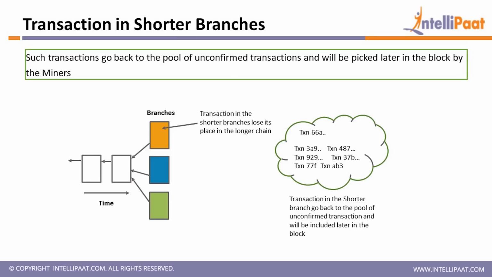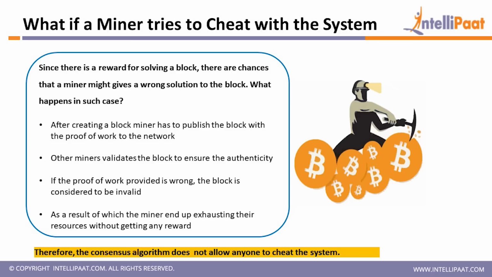Such transactions go back to the pool of unconfirmed transactions and will be picked later in the block by the miners in order to commit, and hence these won't be discarded from the network. If you see from the picture, it says transactions in the shorter branch lose their place in the longer chain, and transactions then go back to the pool of unconfirmed transactions and will be included later in the block. In this way, none of the valid transactions will be lost from the network, maintaining the integrity of the system.